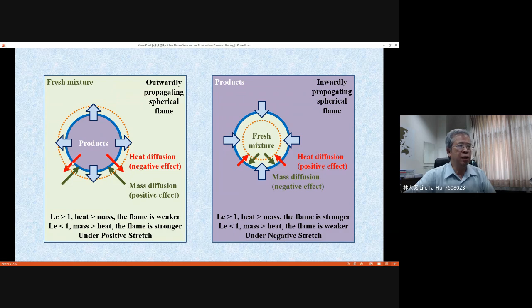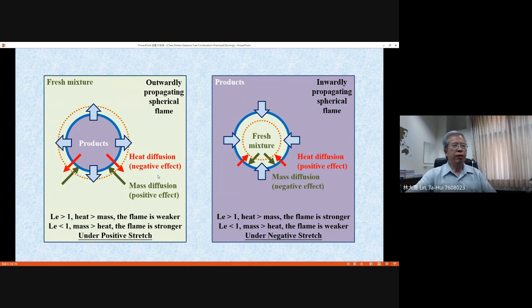You can examine it. For example, this is a flame region, high temperature region. They will diffuse your heat from a small region to a large region. The heat is distributed from the small region to a large region. That means the thermal energy will be reduced in terms of unit volume. Okay, which means in this case, heat diffusion still gives you the negative effect.